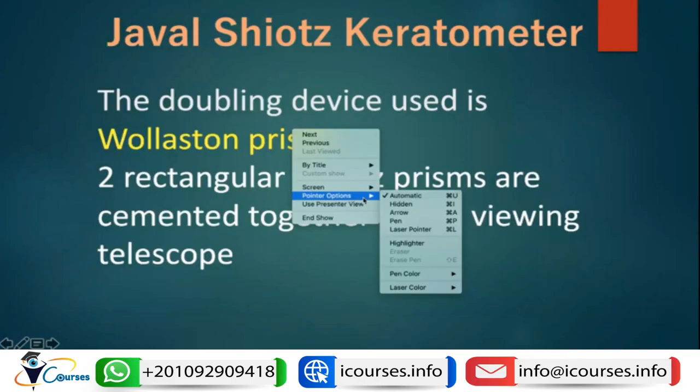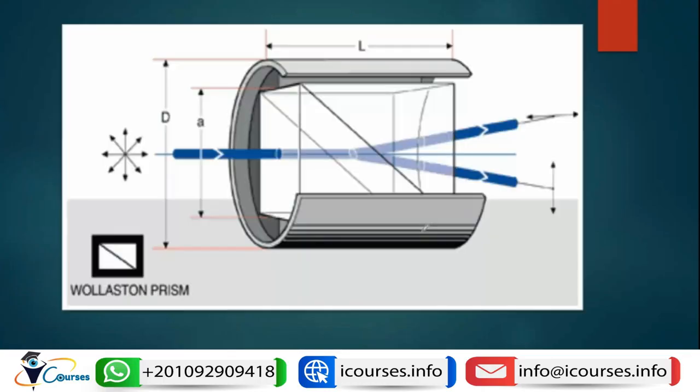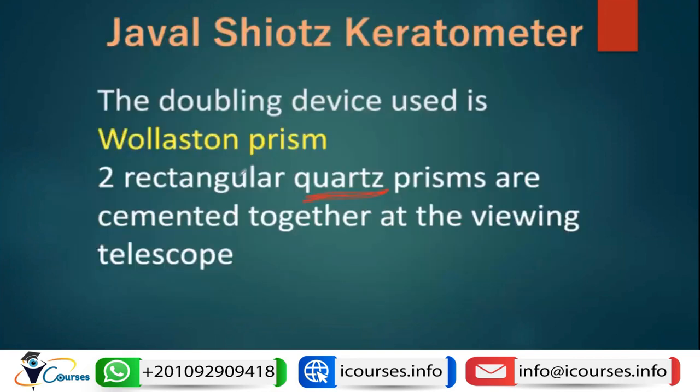It has a doubling device that's called the Wollaston prism. You remember the Wollaston prism that we mentioned in the early optics lectures? We said that it is a prism made from quartz, and this material has the property of splitting light rays, so that it has two rectangular prisms that are cemented together. When unpolarized light enters the Wollaston prism, it will be split into two polarized light rays. We use this property in the Javal-Schiotz keratometer in order to split the image, forming two images. So again, what is the doubling device in the Javal-Schiotz keratometer? It is the Wollaston prism.